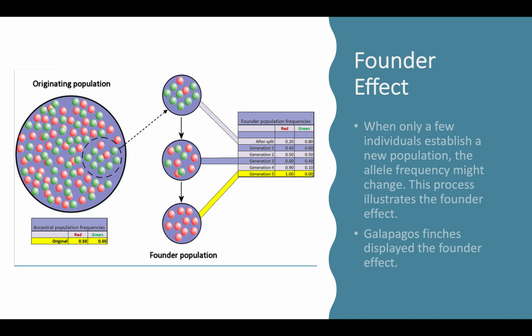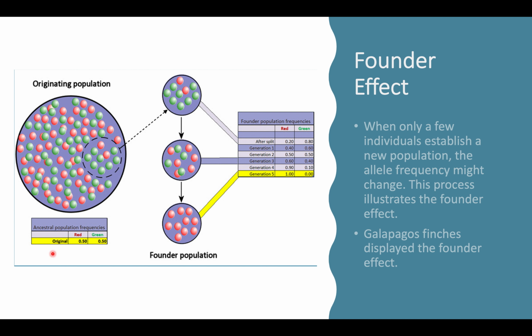And if you think back to Darwin and the finches that we talked about, a few of those finches of the entire population migrated to the island of the Galapagos and were cut off from the rest of their population. They formed a founder effect. Only a few individuals established that new population, so the frequencies of alleles within the entire population weren't present. It was just those few individuals that were on the island. So this is what a founder effect is, and that's what I have here: the Galapagos finches displayed the founder effect.